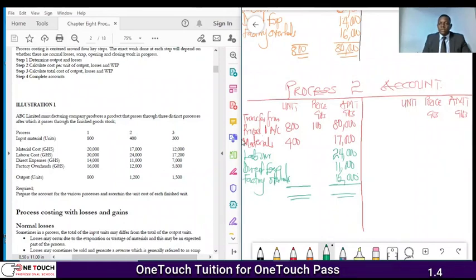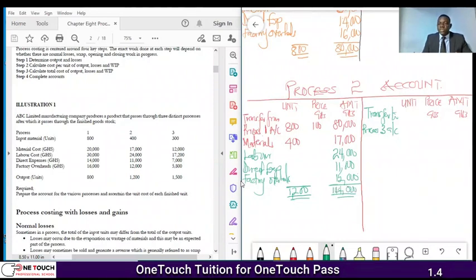So we have the transfer to process 3 account. And here the total units is now 1,200. Now what's the total cost? 80 plus 17 plus 24 plus 11 plus 12. That gives us 144.